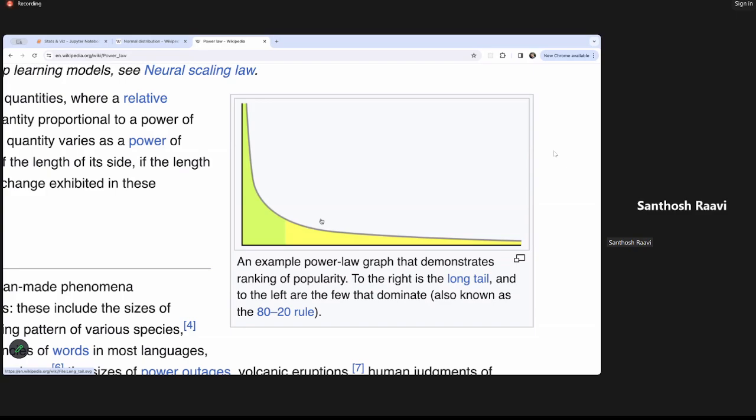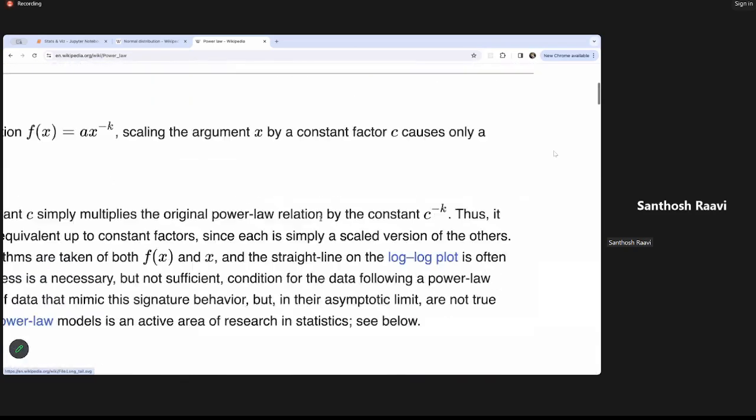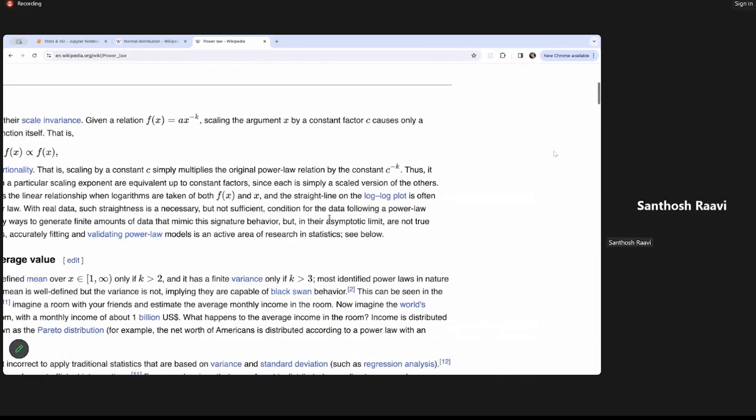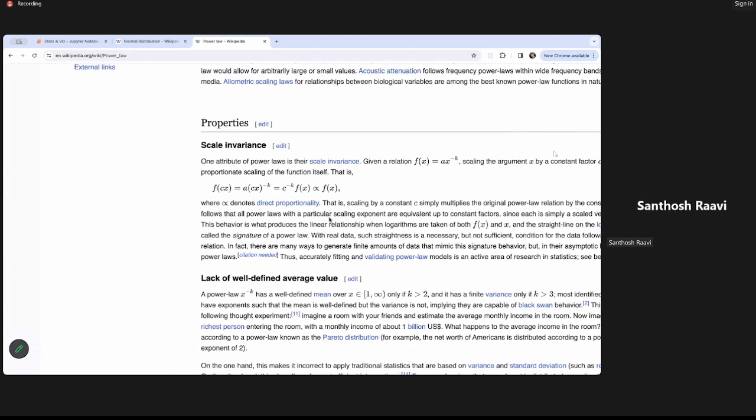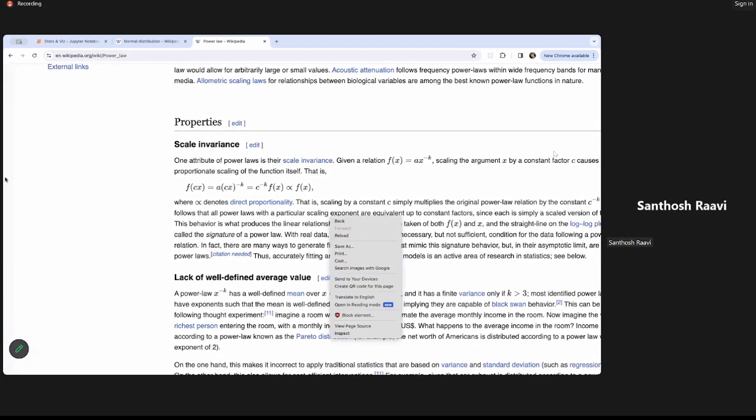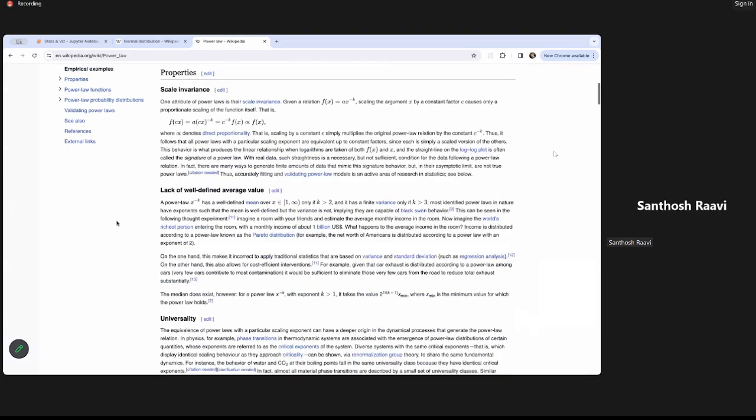Okay, so that particular data falls on this power law distribution. That data falls on this power law distribution, and you need to convert it into the normal distribution. How will you convert it into the normal distribution? Just by applying the log. That's it. If you apply the logarithm on the data values, it will convert into the normal distribution.